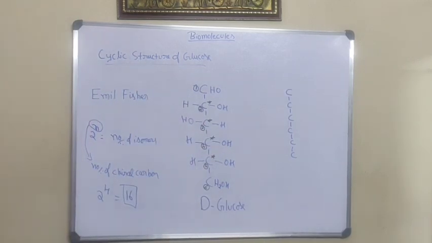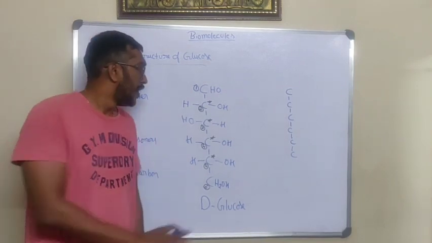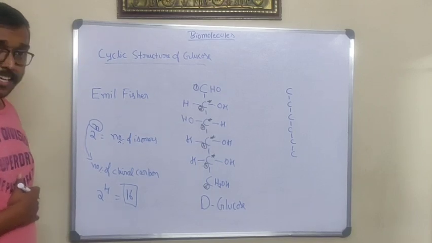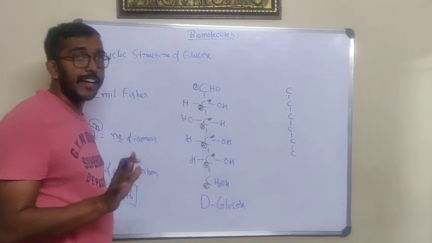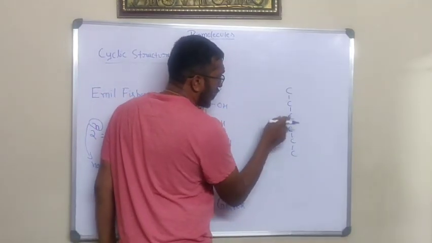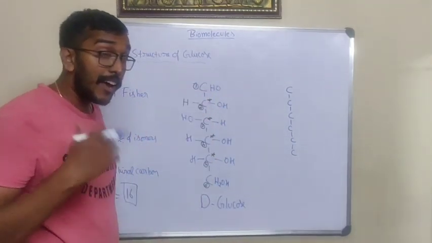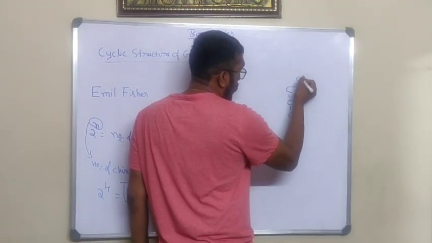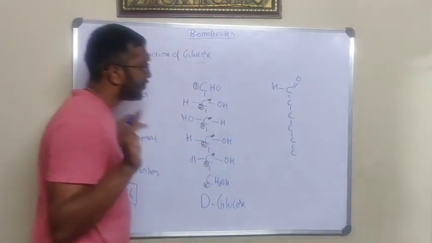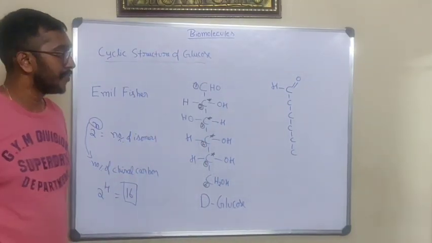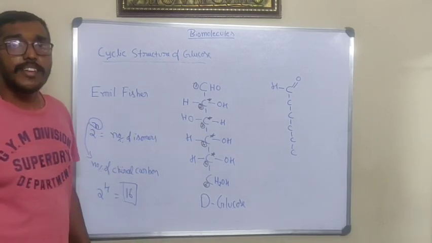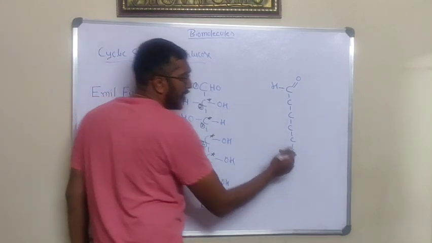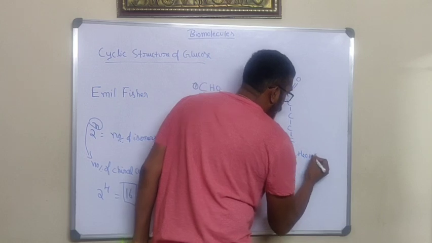D-glucose, very important. I am going to write the cyclic structure of D-glucose. Okay, let's start. Aldehyde: numbering 1, 2, 3, 4, 5, 6, the first carbon atom has the aldehyde. So CHO, I am going to write C double bond O, bond H. Clear? Rest, everything is the same. The last one will be CH2OH.